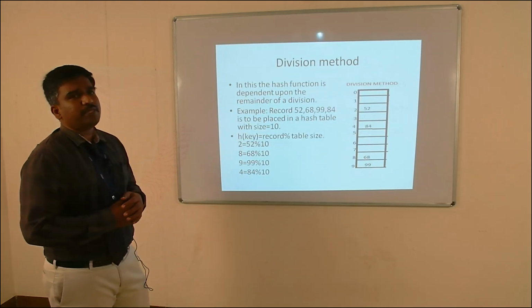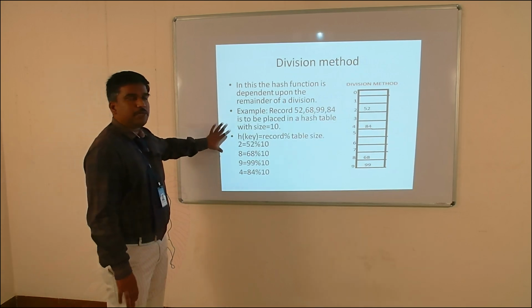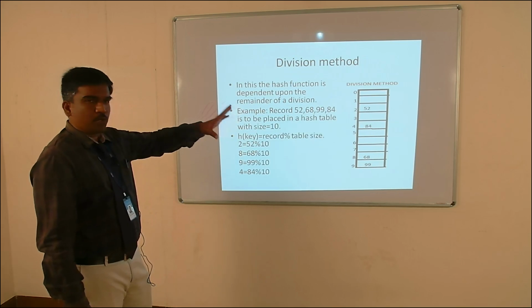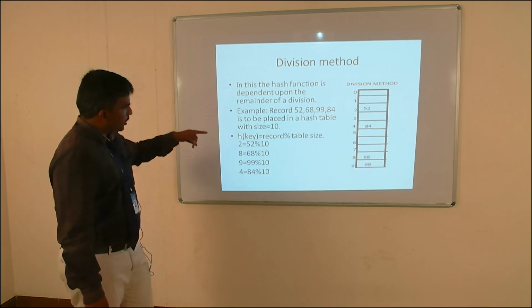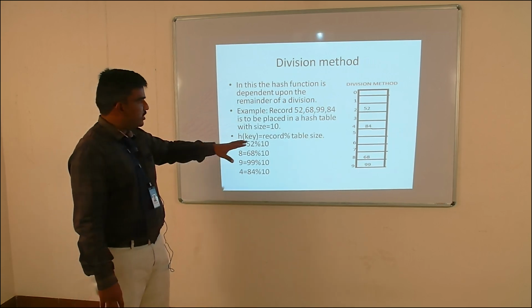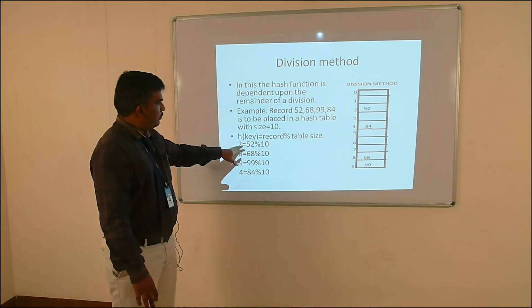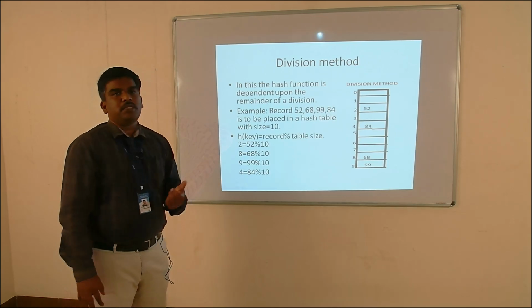This is the division method. I will look directly into the example. You can see the records 52, 68, 99 and 84 to be stored in a hash table of size 10. The formula for hashing is the record modulo the table size. 52 is the actual record, and 10 is the size of the table.